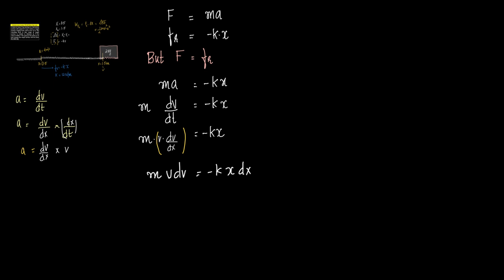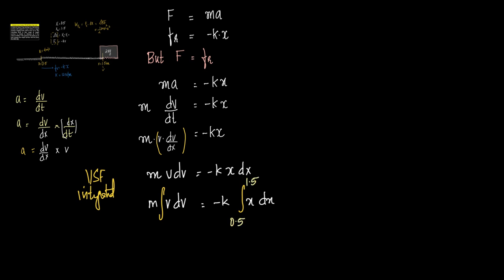Now this is in the variable separable form, and thus can be integrated. So we can write this as mv into dv is equal to minus k into x into dx, and now this can be integrated. When we integrate, we need the lower limit and the upper limit. The lower limit for x is very clear here, 0.5, and the upper limit is 1.5. So this becomes 0.5 to 1.5.